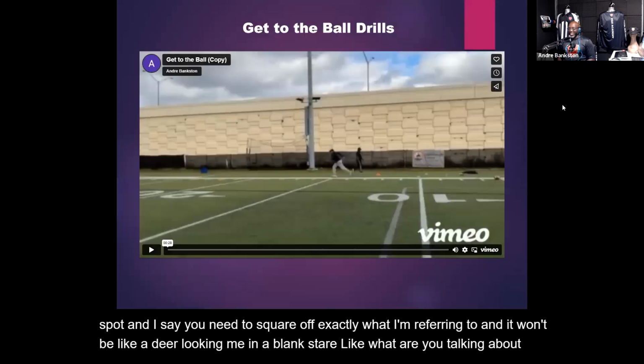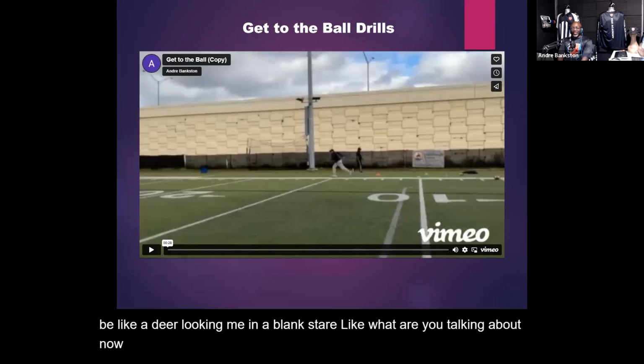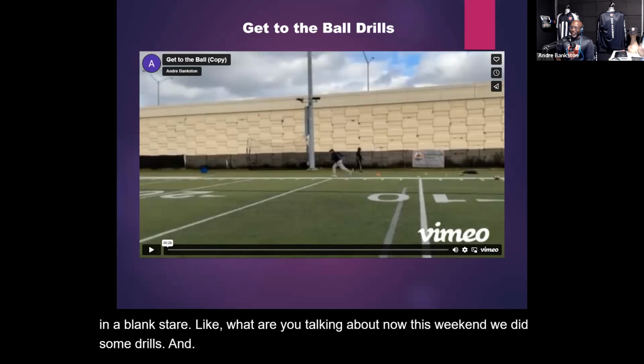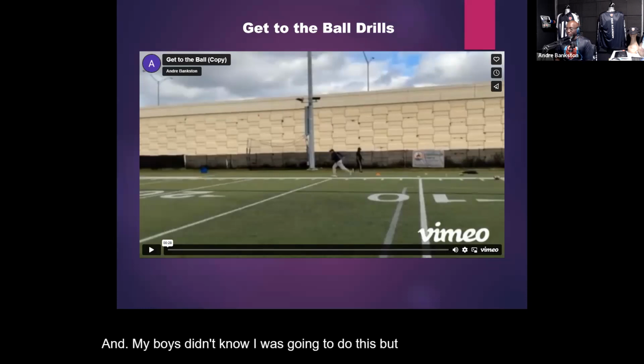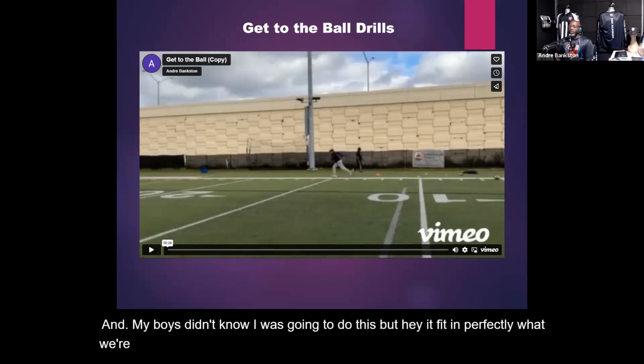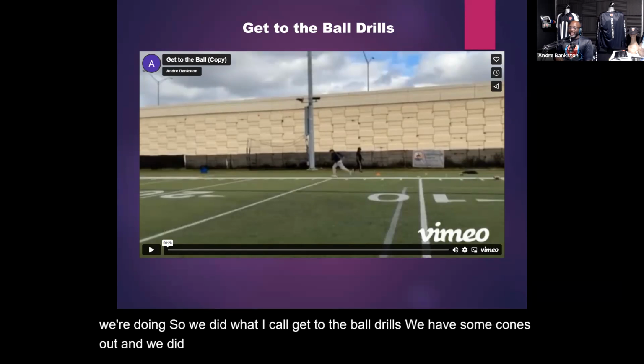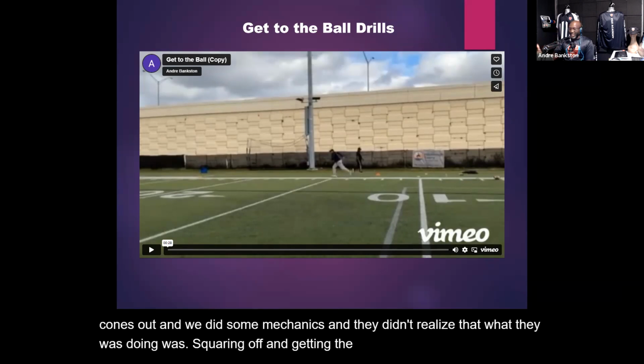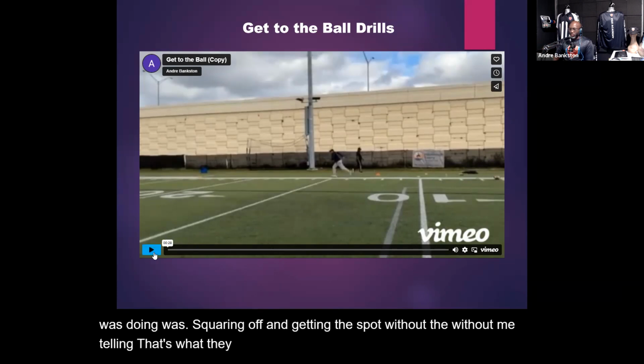Now, this weekend we did some drills, and my boys didn't know I was going to do this, but hey, it fit in perfectly with what we're doing. So we did what I call get-to-the-ball drills. We had some cones out, and we did some mechanics, and they didn't realize that what they were doing was squaring off and getting the spot without me telling them that's what they were doing. So let me show you what we were doing over the weekend on Sunday.